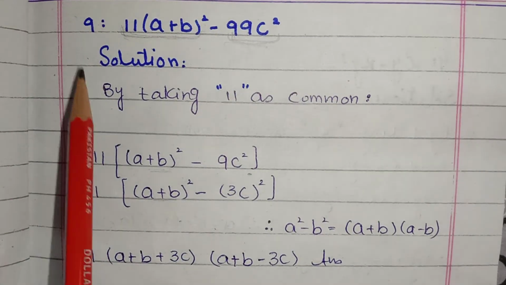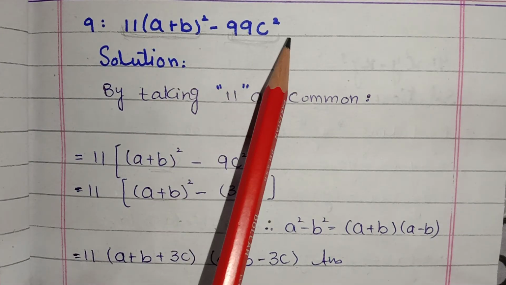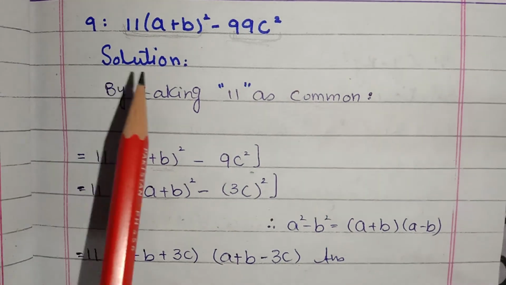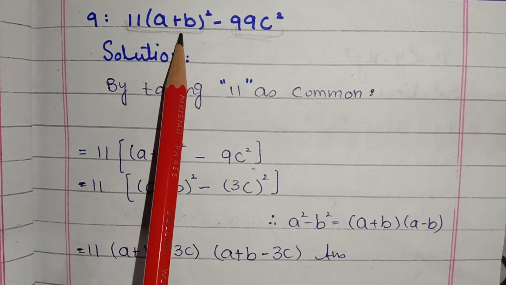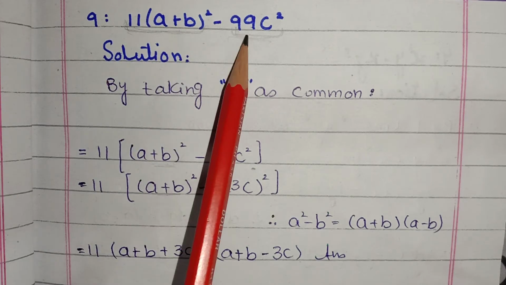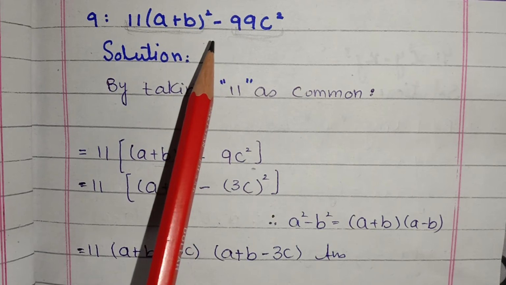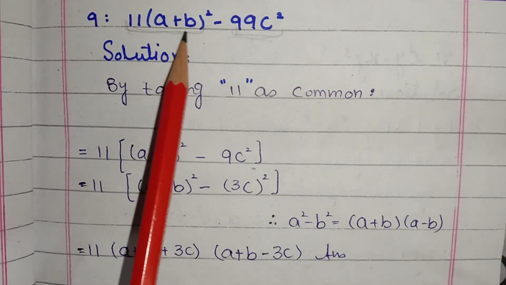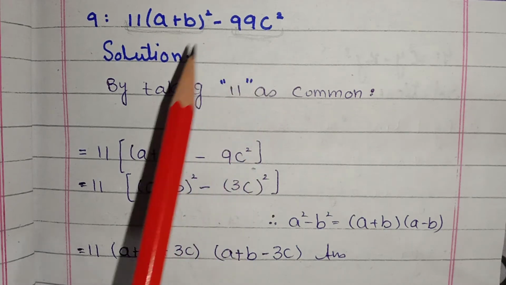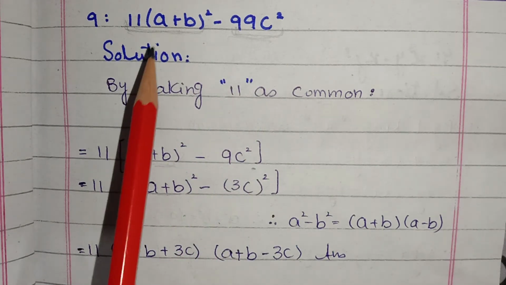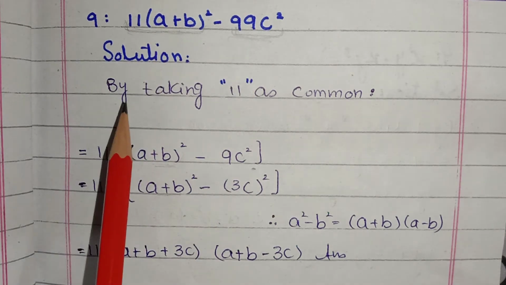Now students, here we have question number 9, 11 into a plus b whole square minus 99c square. Students, there are two terms. As you can see that 11 into a plus b whole square is considered as one term and 99c square is considered as second term. So when we take common, we will consider first whole term, then we will consider our second whole term. So we will take 11 common.